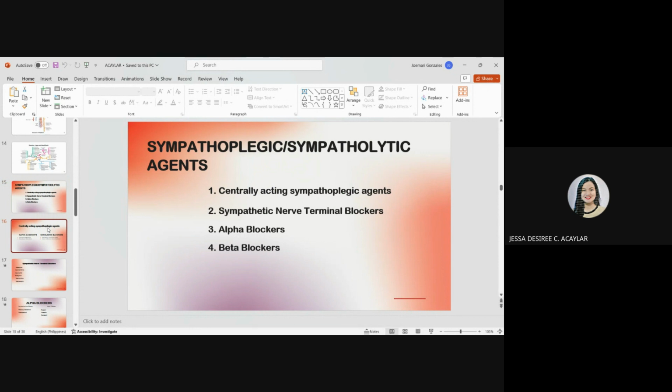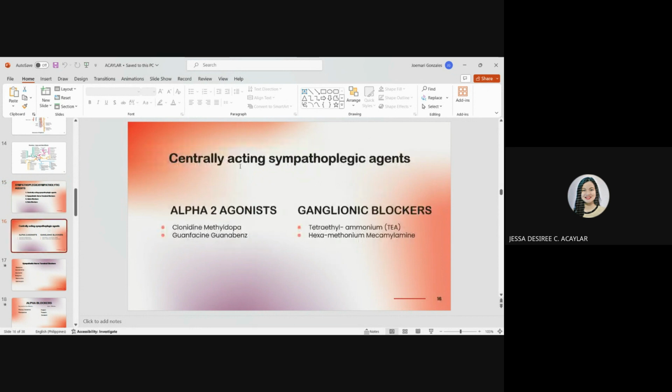Kapag sinabing centrally acting sympathoplegic agents, ito sila. May dalawa po: ang alpha-2 agonists and the ganglionic blockers. Under po sa alpha-2 agonist ang clonidine, methyldopa, guanfacine, guanabenz, and under po sa ganglionic blockers ang tetraethylammonium and hexamethonium, mecamylamine.